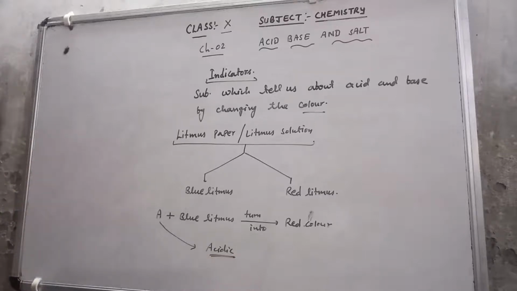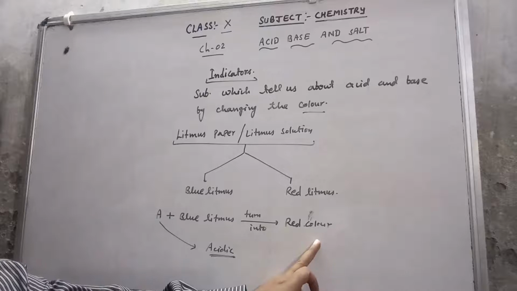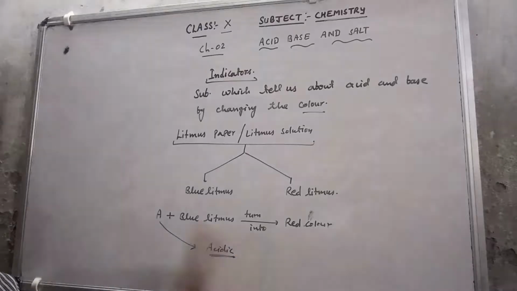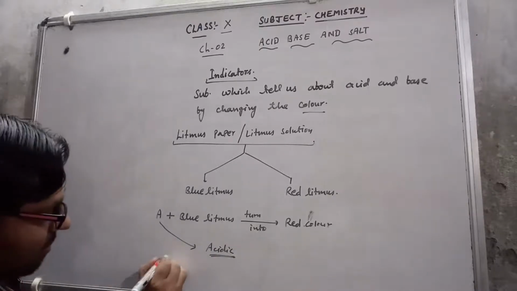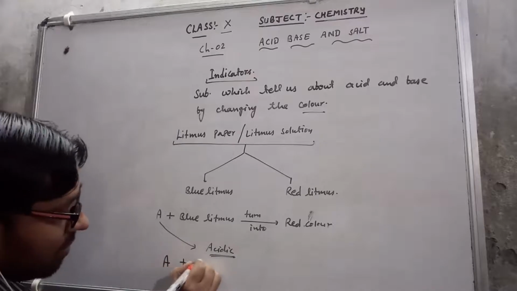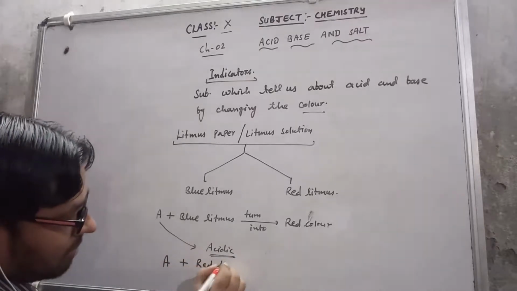So that means acid turns blue litmus into red color. So any substance which turns blue litmus solution into red is called acidic in nature. Same, suppose I am adding the substance A to red litmus.